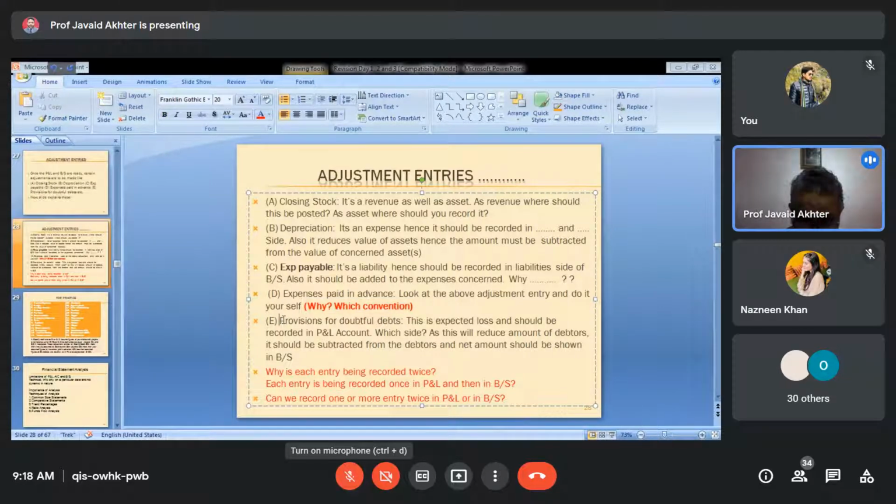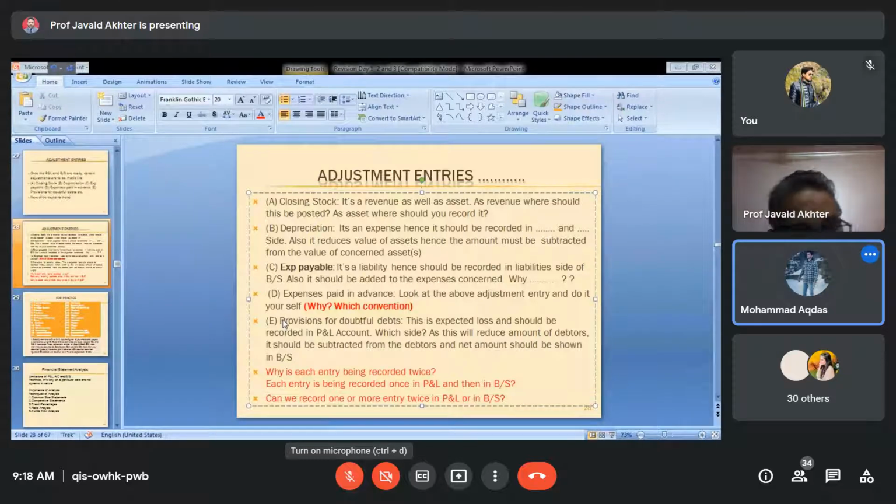Provision for doubtful debts. What is it in terms of asset, capital, liability, expense, and revenue? What is it? Provision for doubtful debts. Asset. Any other answer?